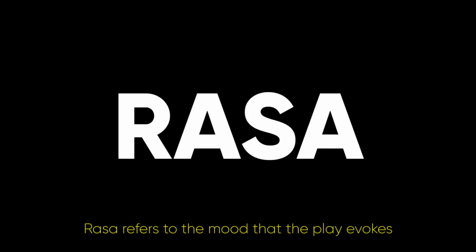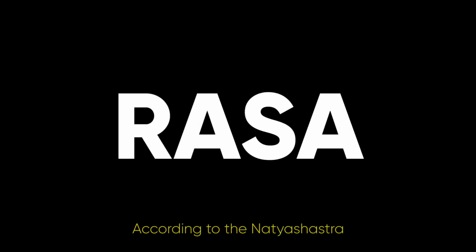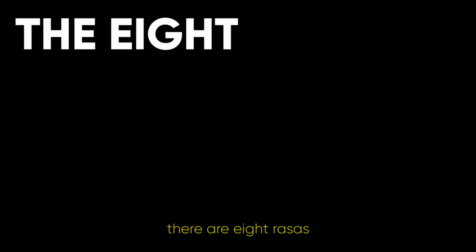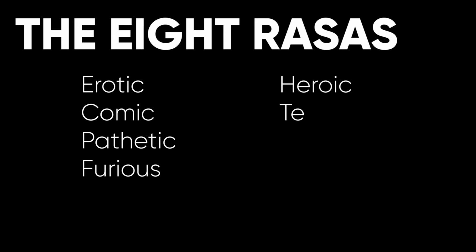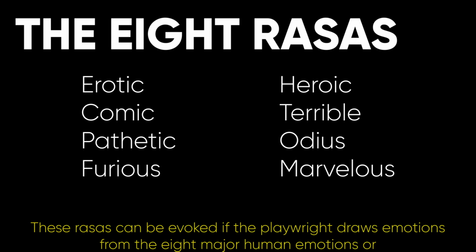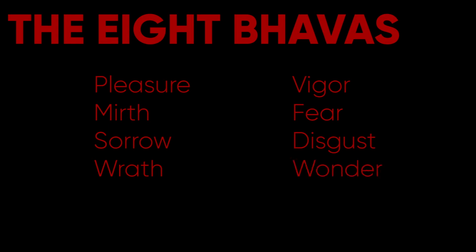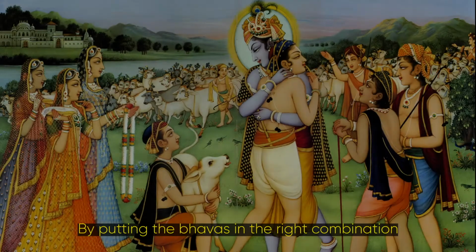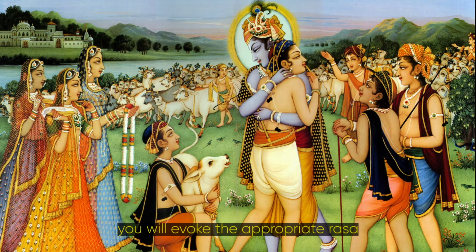Instead, they are categorized by their rasa. Rasa refers to the mood that the play evokes. According to the Natya Shastra, there are 8 rasas: erotic, comic, pathetic, furious, heroic, terrible, odious, and marvelous. These rasas can be evoked if the playwright draws emotions from the 8 major human emotions or bhavas. The 8 bhavas are pleasure, mirth, sorrow, wrath, vigor, fear, disgust, and wonder. By putting the bhavas in the right combination, you will evoke the appropriate rasa.